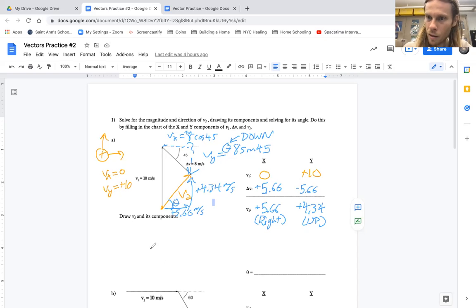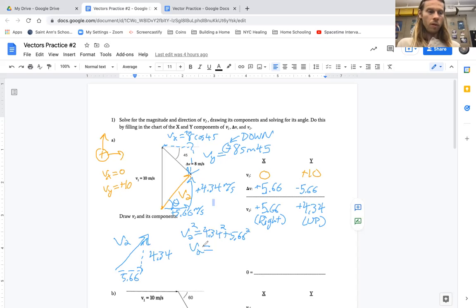And what is the actual value of V2? So it says draw it to V2 and its components. Great. I just did that. I'm going to draw it again. 4.34 and 5.66. Great. So I do V2 squared equals 4.34 squared plus 5.66 squared.